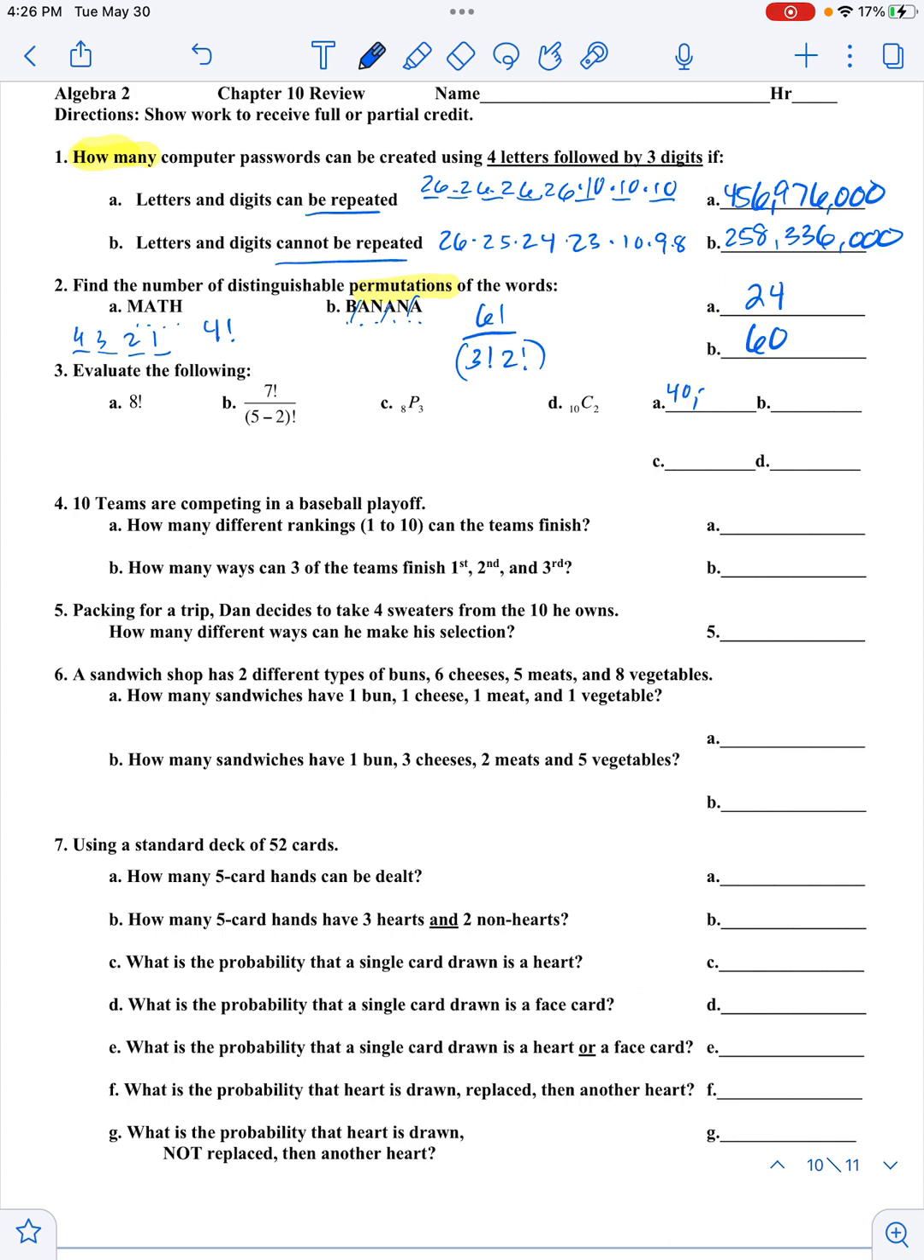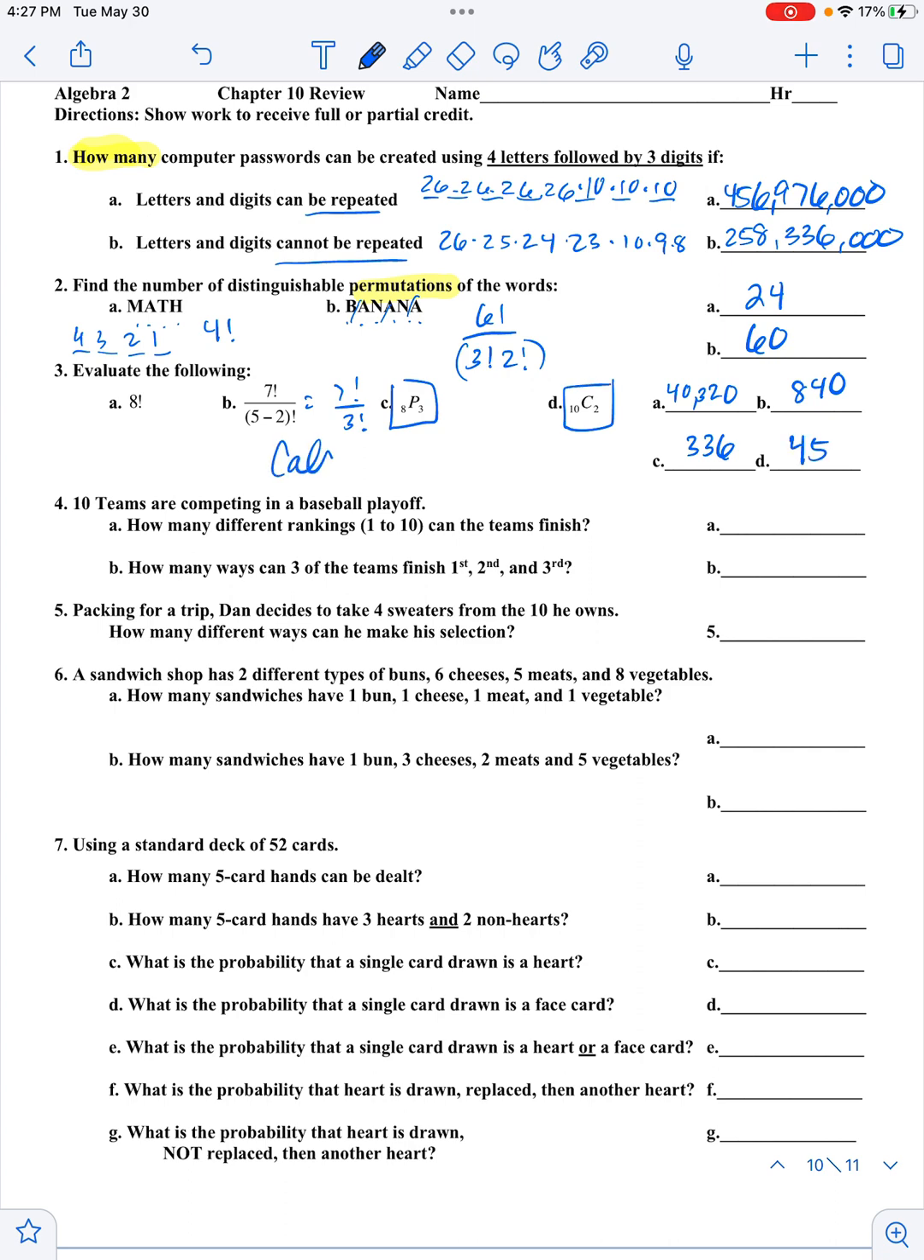This is straight up calculator, so I go to 8 factorial on my calculator. You got to find some of these buttons or it'll be too tricky to get through the test. This is going to turn into 7 factorial over 3 factorial. And so when I do that on my calculator, I got 840. This is 8p3. Hopefully everybody found how to do that on your calculator. You should get 336. And then 10 choose 2 on your calculator should kick out a 45.